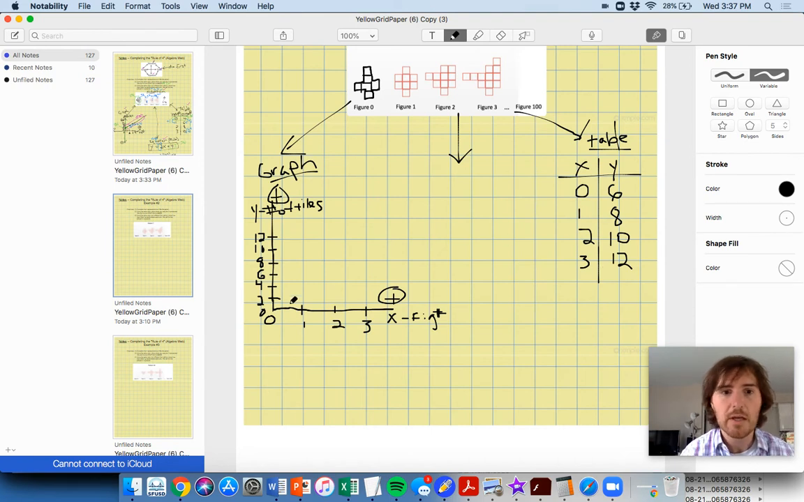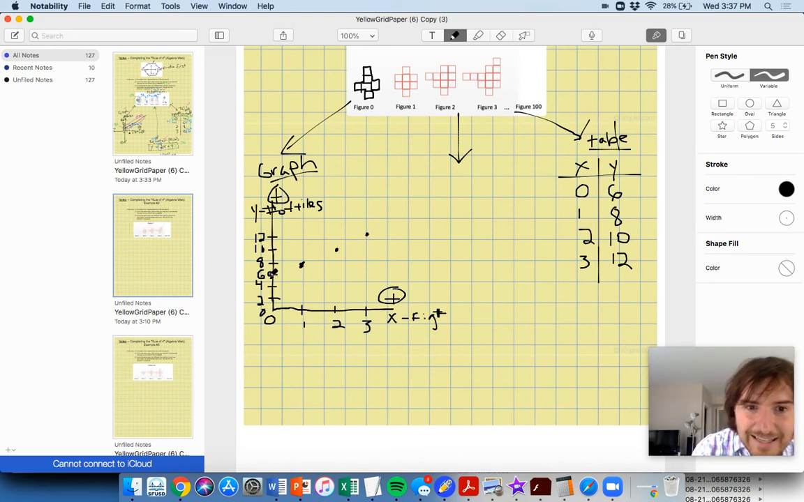All right, let's do this. Let's get this graphed in. 0, 6. We got a point right there. 1, 8. We got a point right there. So here I'm just transferring, right? Start with your table, and then transfer your points over here. X equals 2, so go to X equals 2, and I'll go to Y equals 10 up here. We got another point right there. X equals 3, Y equals 12. I got another point right there.